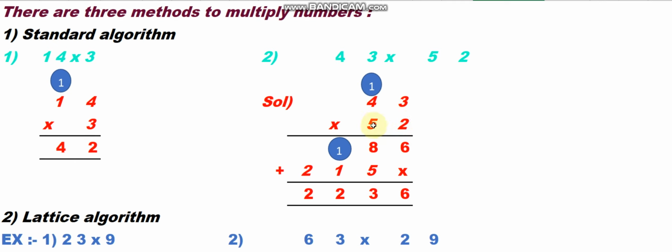Now you start from the 5. 5 is the tens place digit, so the product also starts from the tens place. Don't write from the ones place. So you put a mark at the ones place and start the product at the tens place.